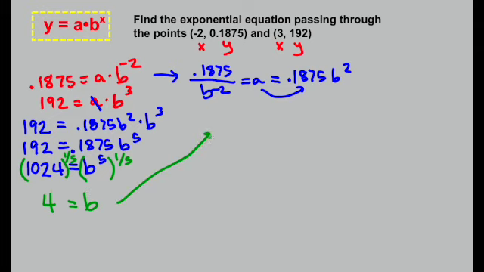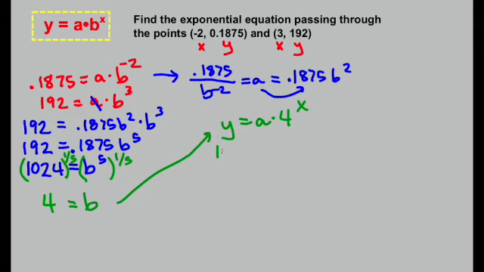So essentially at this point, we have the equation y equals a times 4 to the power of x. And now the last thing we need to do is find out what a is. So let's do that. Pick either point up here. It doesn't really matter which point you pick. I'm going to pick the second one. It's probably a little easier to deal with.